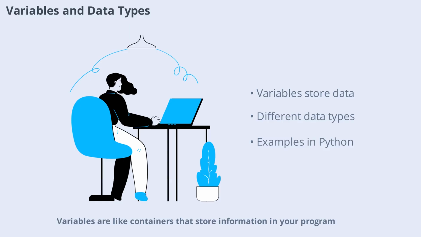Variables are like containers that store information in your program. Data types define what kind of information you can store, such as numbers, text, or lists. For example, you might use a variable to store a user's name or the result of a calculation. Understanding variables and data types is essential for creating programs that can handle different kinds of data. In this scene, we'll introduce the basics and show you how to use them in a simple example.